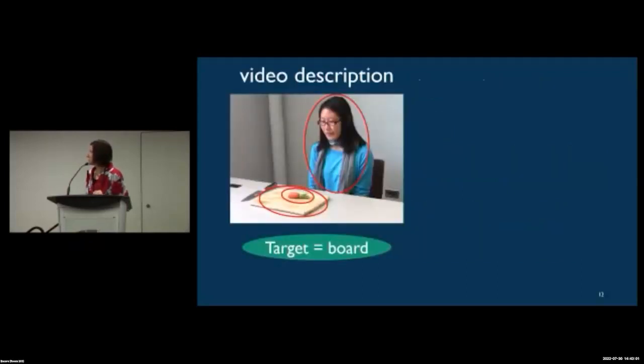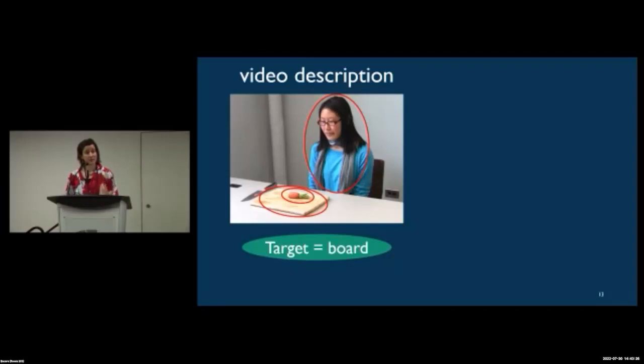Okay. So in the video description task, people saw each video, so you've already seen this one, and before they saw the video, they saw a still image where a couple of entities in the video were highlighted with red circles. So we told them, you can describe this video any way that you want to, but you need to mention the entities in red circles in your description.